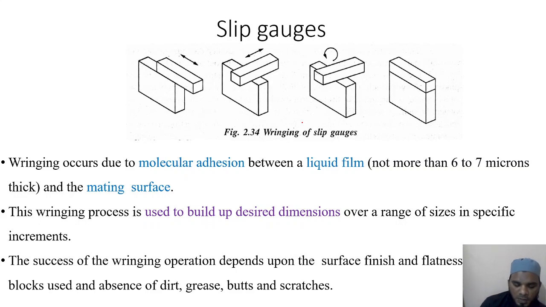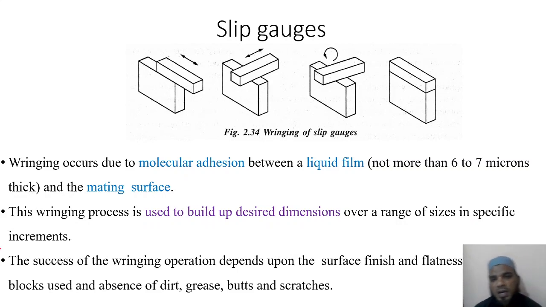What happens is we rub them, and because of that there is molecular adhesion between the two surfaces. It can fix them together. You can make combinations like this. You can wring slip gauges like this, or rotate them like this. Wringing is a process used to build up desired dimensions over a range of sizes in slip gauge increments.